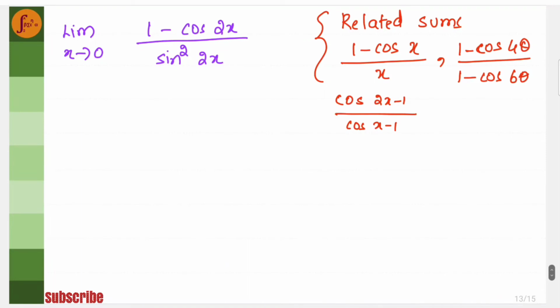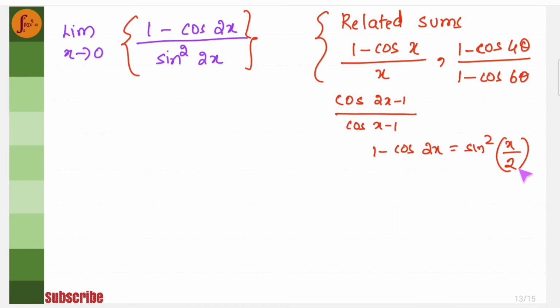Let's take another key sum. 1 minus cos 2x by sine square 2x, right? Here we'll simply have to remember this key formula. 1 minus cos 2x is 2 sine square x by 2. Remember this, it's x by 2. Let's not forget to substitute. Sine square 2x, sine 0 is going to be 0 and cos 0 is 1. So we are going to get 0 by 0 here. Cos 0 is 1 and sine 0 is 0.